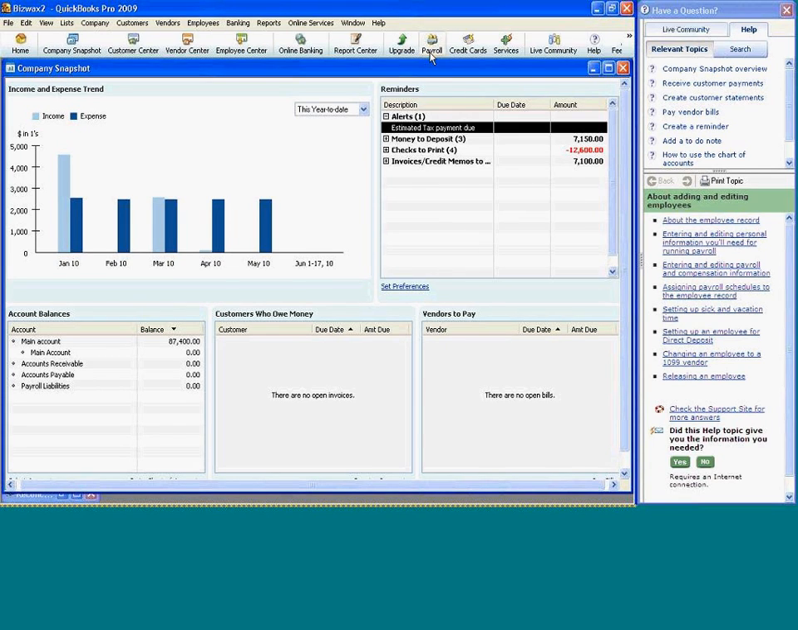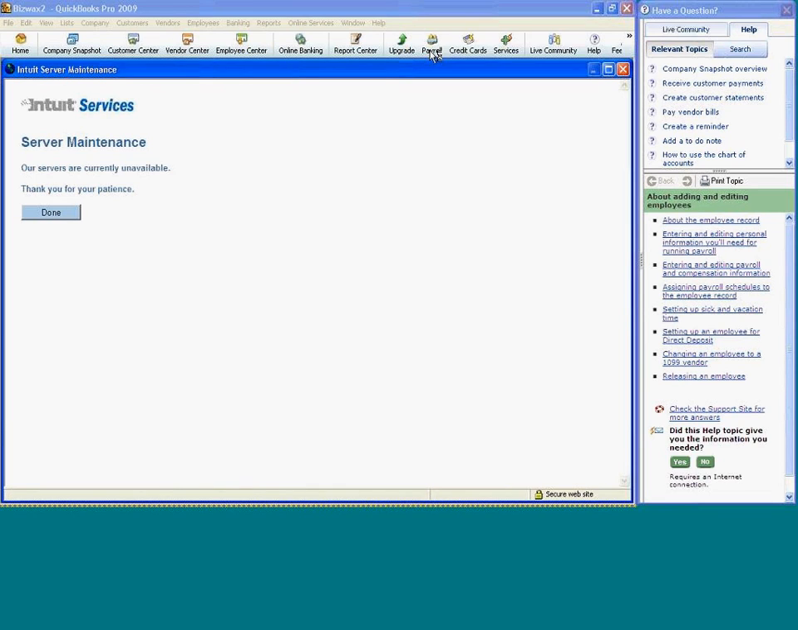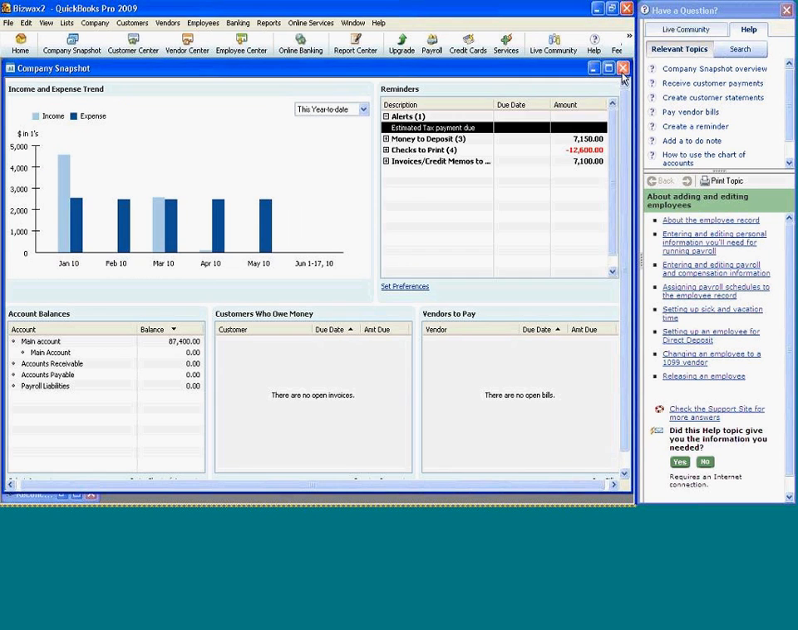Again, we have our payroll. The servers are currently unavailable, that's the QuickBooks payroll, so we don't have to show them right now. And then we show the money deposit, the check. So that's called the customer snapshot. What you can do is look on QuickBooks, and QuickBooks will instantly tell you what your company looks like.